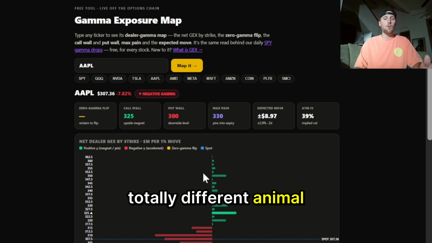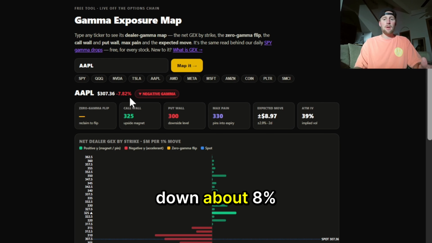Totally different animal here. Now Apple is down about 8% today. It's in negative gamma. So see how there's no calm pin here? Dealers are chasing this thing lower. Every bit of weakness they sell into. And that's why it's trending hard instead of just sitting there. Implied volatility is around 39% too. That means the market knows it's moving.